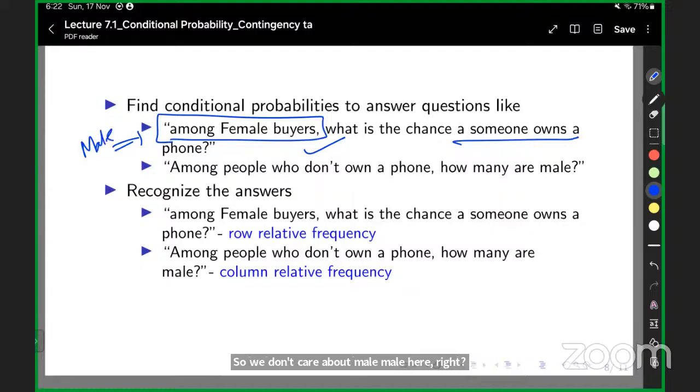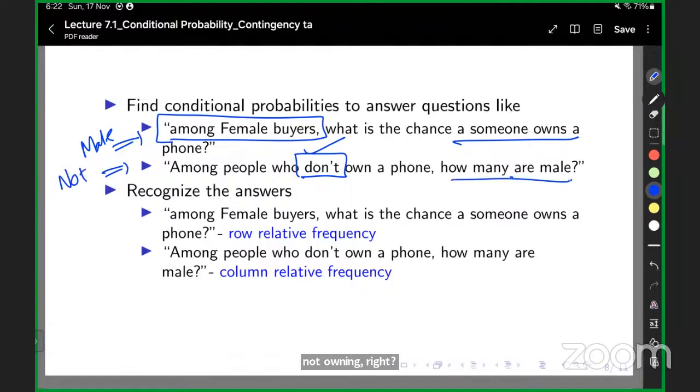For another question, let's say among people who don't own a smartphone, how many are male? In this case, first I need to check how many don't own the smartphone. That part I have to check first. Then the next question is, is he a male or not? That is my next step.